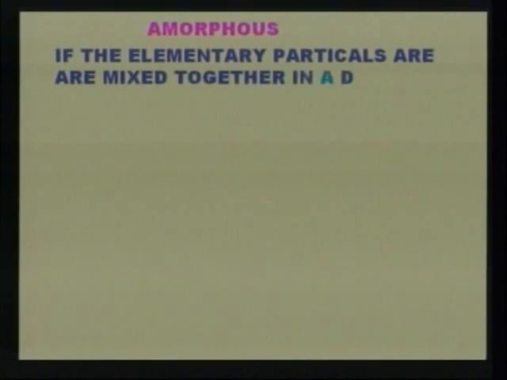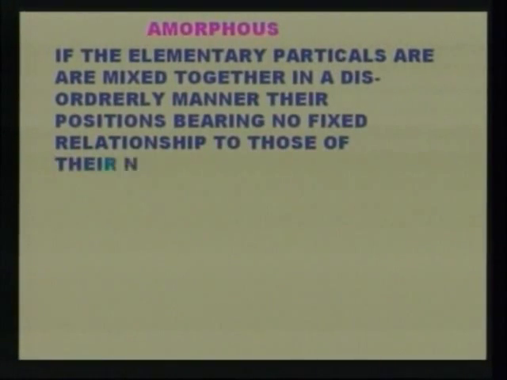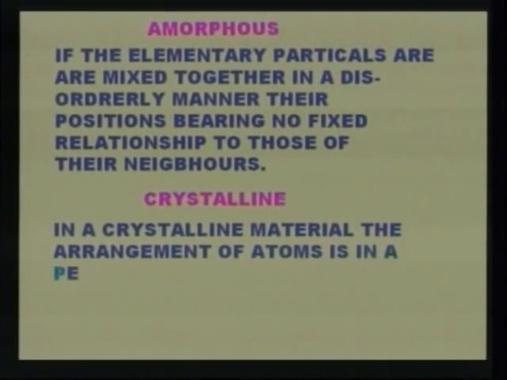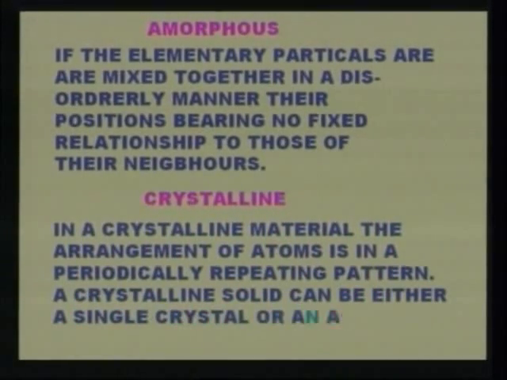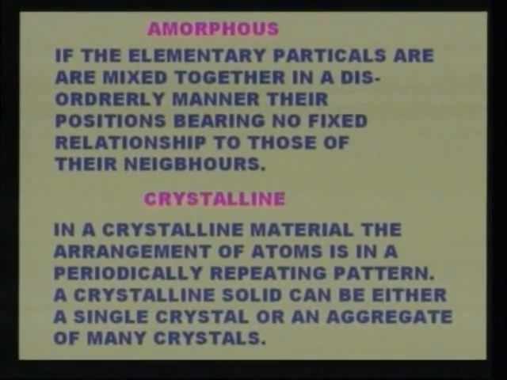As mentioned in the introduction, substance is classified as amorphous or crystalline. Let us see what is amorphous and crystalline. Amorphous is when the elementary particles are mixed together in a disorderly manner, their positions bearing no fixed relationship to those of their neighbors. Whereas in a crystalline material, the arrangement of atoms is in a periodically repeating pattern. A crystalline solid can be either a single crystal or an aggregate of many crystals.